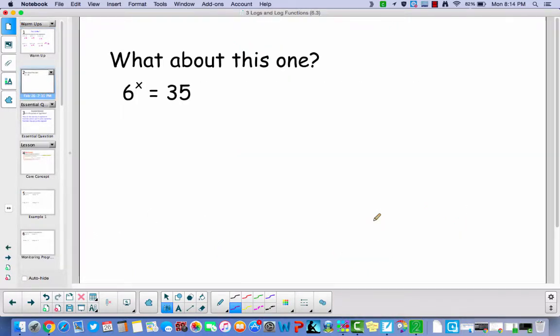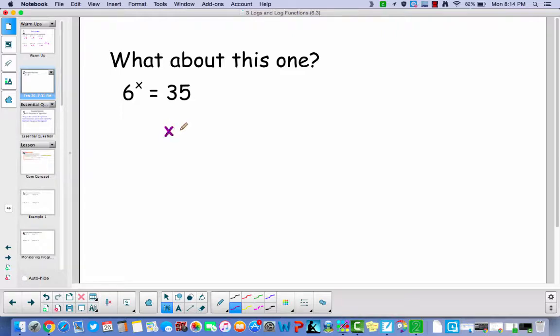Now, can we do this one just without a calculator? No, we can't, because 6 to the x equals 35 is not going to be a whole number. 6 squared is almost 35, but it's a little bit over, and so it's not going to be quite 2. So do a little guessing and checking with your calculator, see what you come up with.